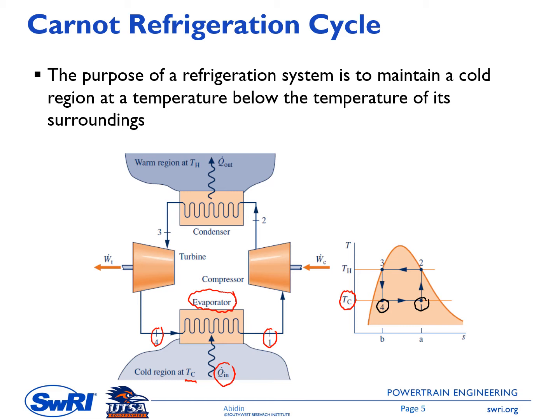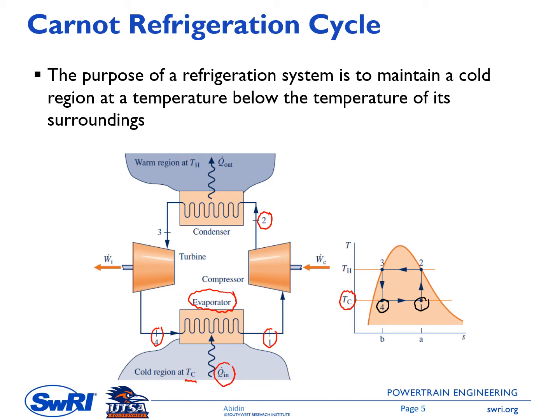And then from point number 1, the working fluid is directed to the compressor. So there will be a compression process that changes state 1 to state number 2. Because there is a compression process, it means the pressure at point 2 is higher than the pressure at point 1. So you can also see this clearly here in the TS diagram.